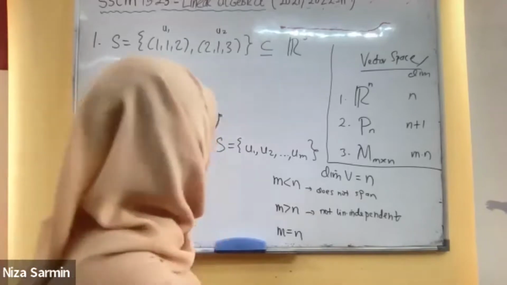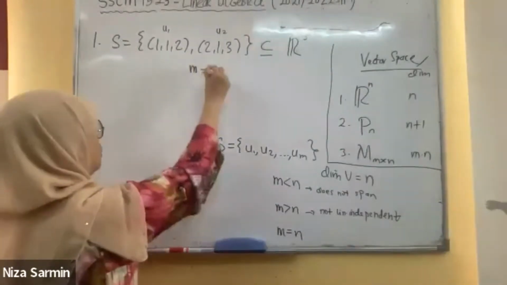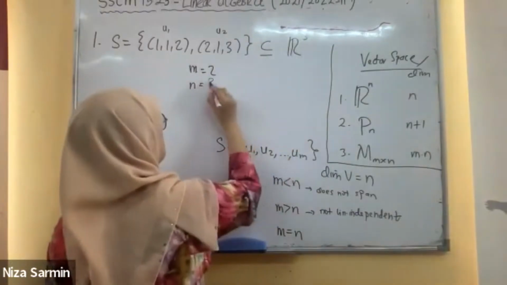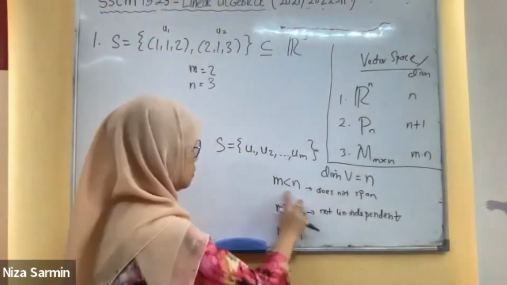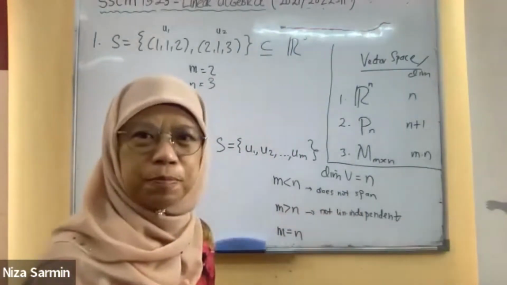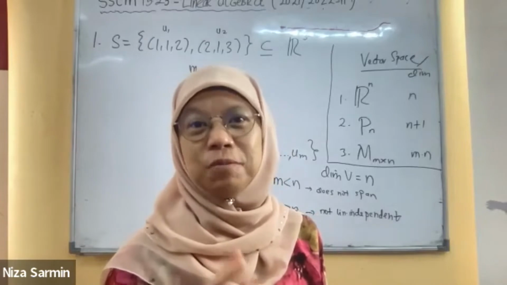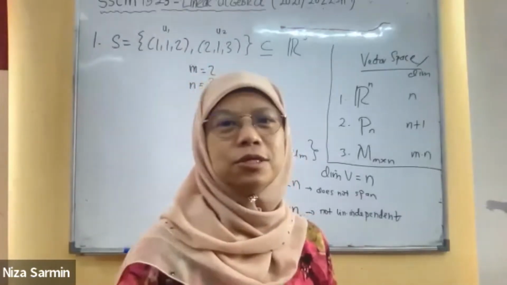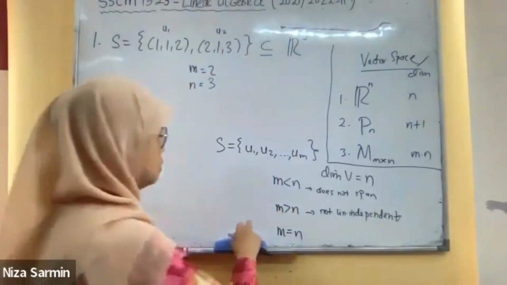All right, so for this one, M is 2, N is 3. So 2 is less than 3. For sure, it does not span. So you know this is not a basis in the first place. Don't just go right ahead and write out. Just think first.